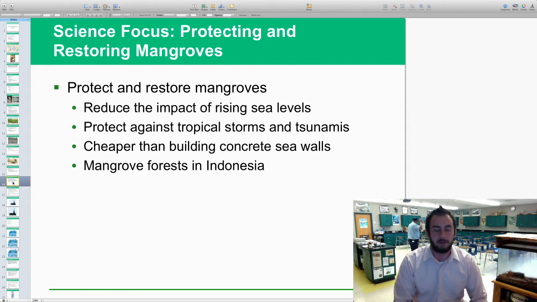All right, so science focus: protecting and restoring mangroves, the mangrove forest. We talked about this as being a key ecosystem, a type of marine ecosystem that literally helps reduce major impacts on the shoreline. And it's done that for hundreds of thousands of years, so it's important that we protect that species because it protects us from tropical storms and tsunamis and coastal erosion. It's way cheaper than building concrete seawalls and levees and things like that.